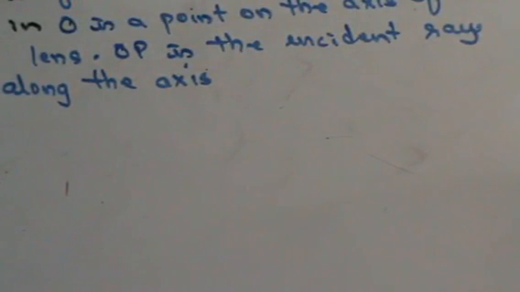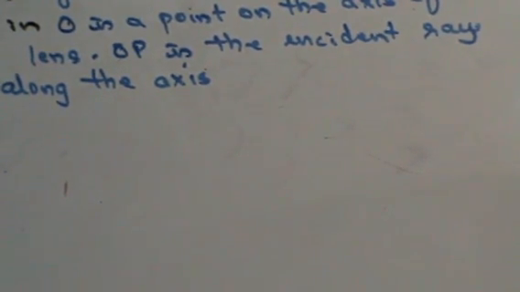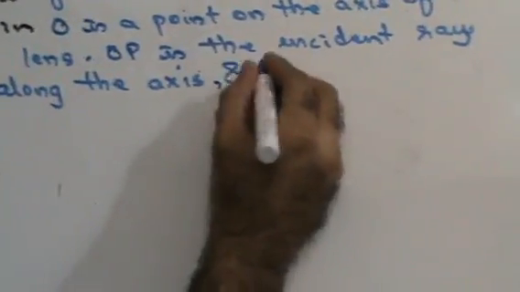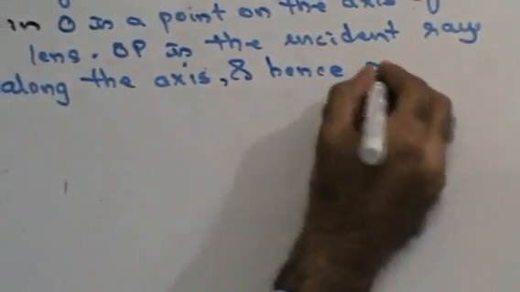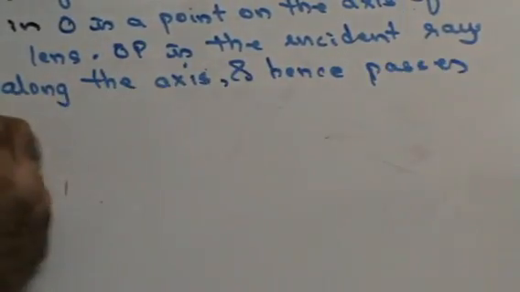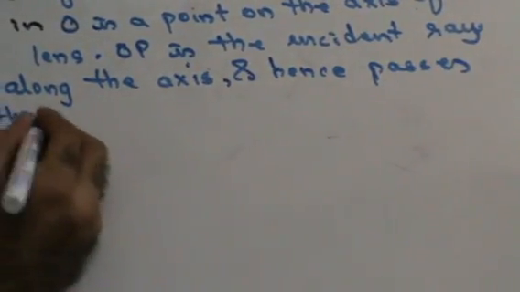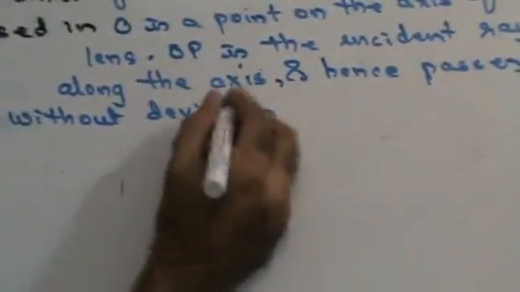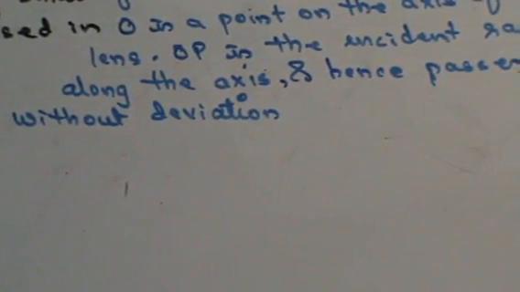One of the rays I'm going to assume is going to be on the principal axis only. So let OP be an incident ray along the axis. Now since it is along the axis, it is going to pass without any deviation. OP is the incident ray along the axis and hence passes without deviation, right?